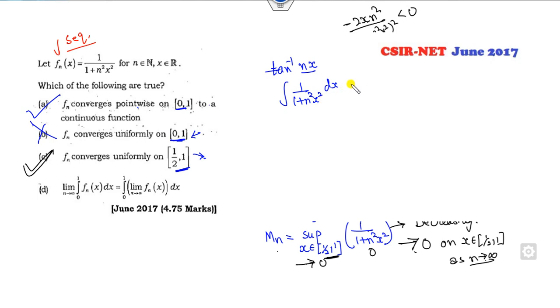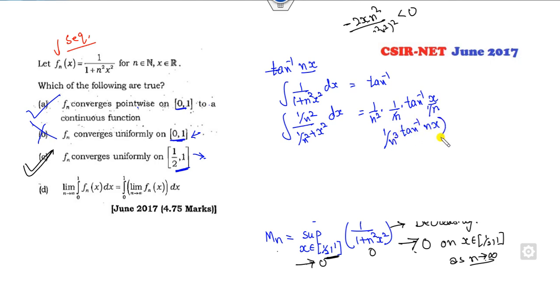So what is the integration of this? It is nothing but tan inverse. I can divide and multiply by n square. Clear? So I can take 1 over n square outside. What is the integration of this? 1 over a tan inverse of x over a, where a is 1 over n, sorry. So what is that? It is 1 over a. So it is 1 over n cube tan inverse of nx. So what is the integration over [0, 1]?